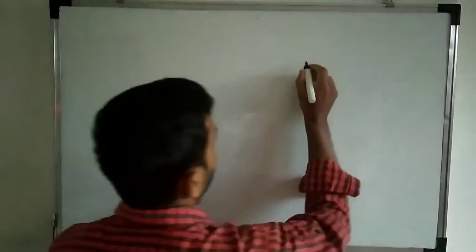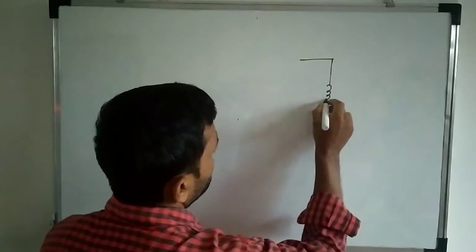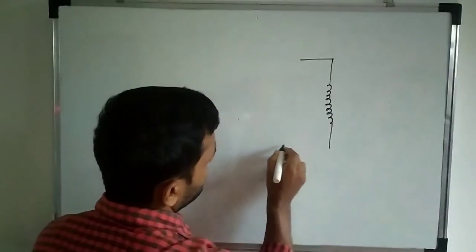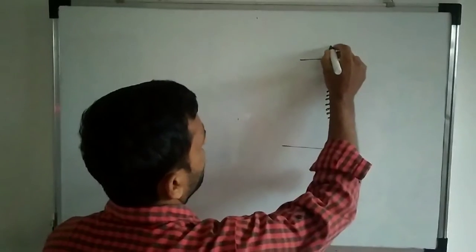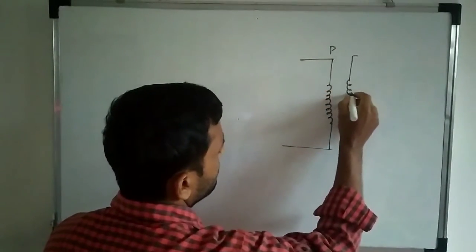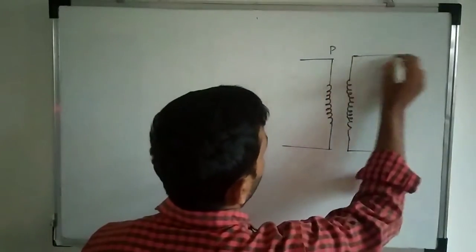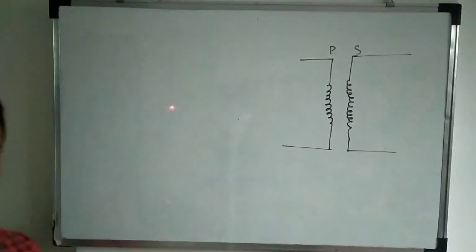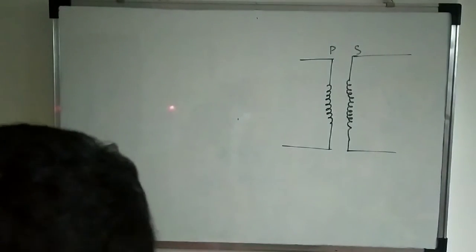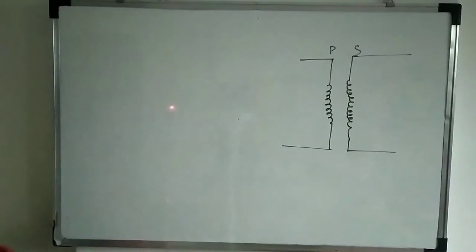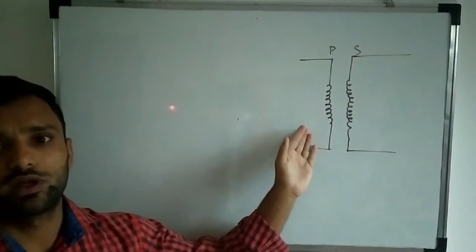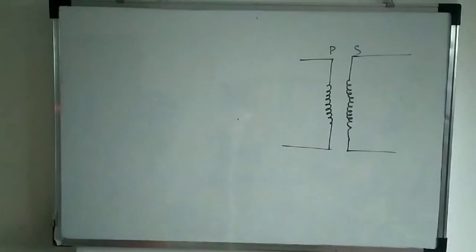Now, what is the construction and working of the transformer? In the construction, we can see there are two coils. One we call the primary coil, while the other is the secondary coil. As we have seen in mutual induction, there are two types of coil: one is the primary coil, the second is the secondary coil.